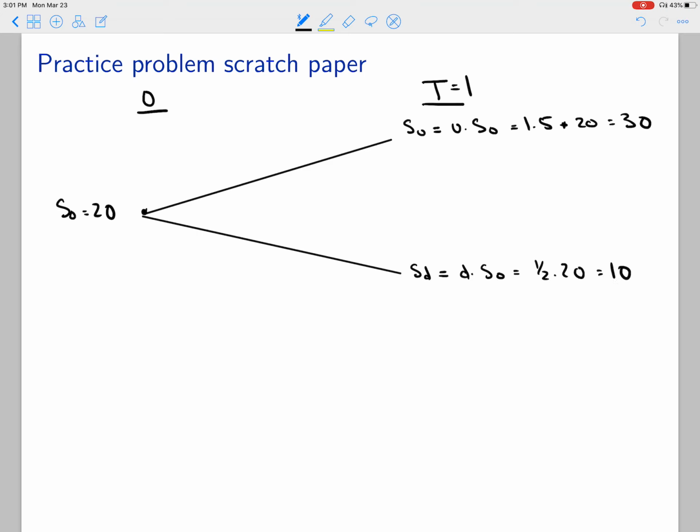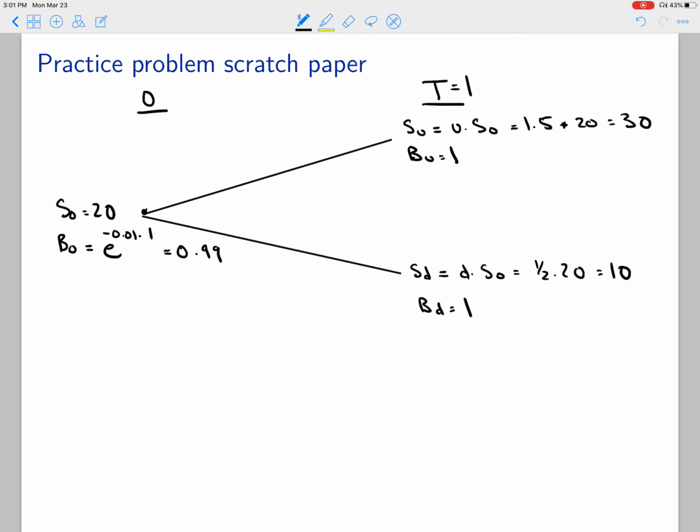The second asset is the bond. The bond has a price of B0 equal to e to the negative RT. Here the interest rate is not 0, it's 1%. We have 1 year of maturity. This is approximately equal to 0.99, the price of a bond. It's a discount bond, paying 1 at date 1. The payoff to the bond is always 1, BU equals 1, BD equals 1. This is because it is a risk-free bond.